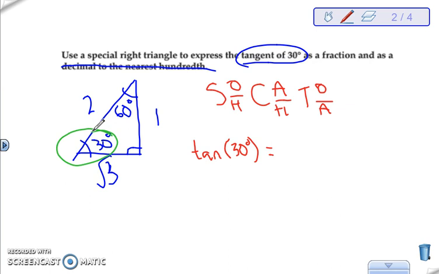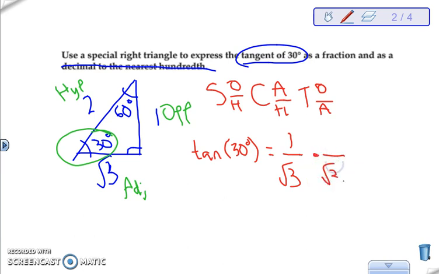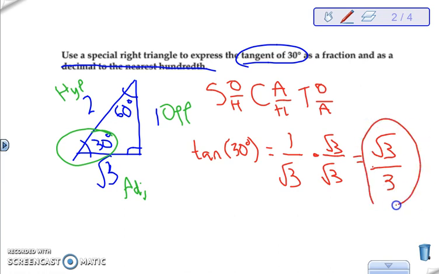And then I need to once again identify my parts. So my hypotenuse is here, my adjacent leg is next to the 30-degree angle, and then my opposite leg is across, or as far from the angle as possible. So setting up my ratio, tangent is opposite over adjacent, so it's 1 over the square root of 3. And then like we saw in some previous lessons, I can rationalize that denominator to get root 3 over 3.